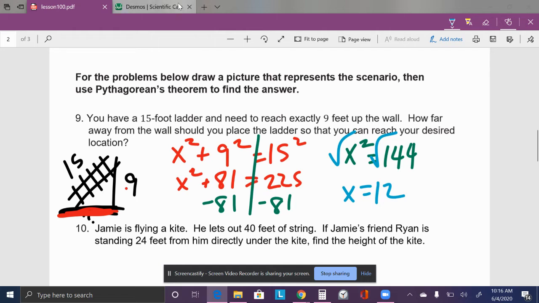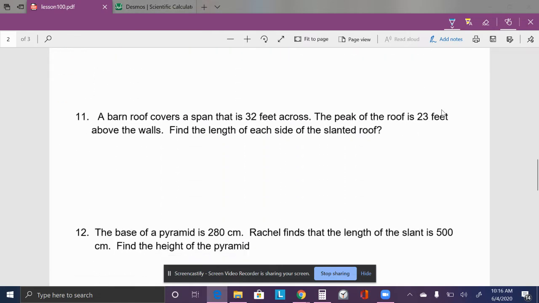When you put the square root of whatever in the calculator, you might have to round. Okay, let's look at one more with the diagram.